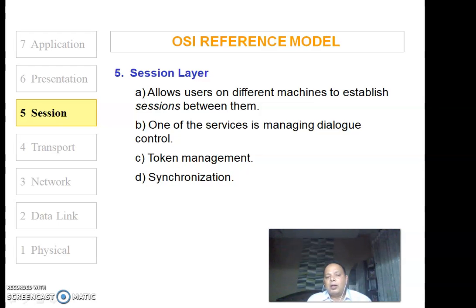And this dialog control often involves token management, because a token is just like a basket, and this basket keeps on moving in the network, and it has the address of the source machine, the address of the destination machine, and the data which is to be transferred. And whenever there is a match with the address of the receiver machine, then the data is transferred. So this token management is very important. In a way, this particular layer is all about how the synchronization between the source and destination and the data transmission part is handled.